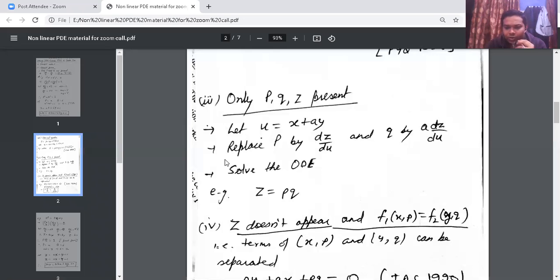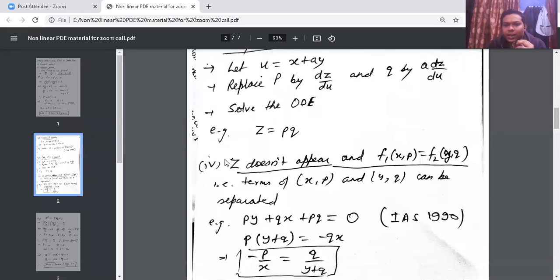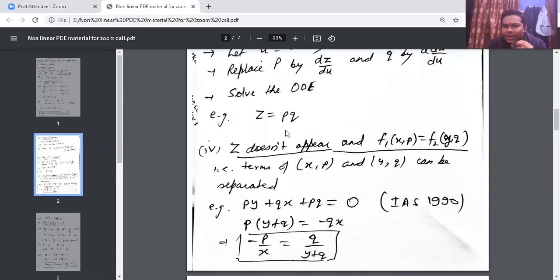Okay, for example, you can try this question. I have left this as an exercise. You can try this question. In here you can put u equal to x plus ay, and you can then try. It won't be that messy.